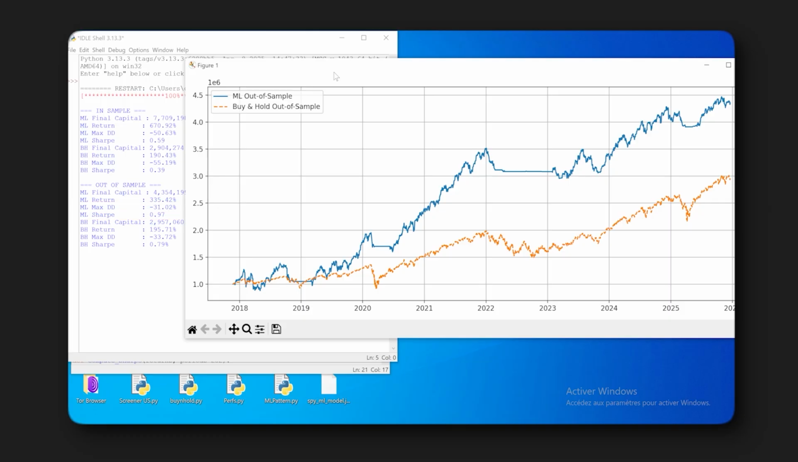What these numbers actually mean. The model does not collapse out of sample. Risk decreases while efficiency improves. That's a strong signal of robustness. This system behaves less like a speculative trading strategy and more like a disciplined capital allocation engine.